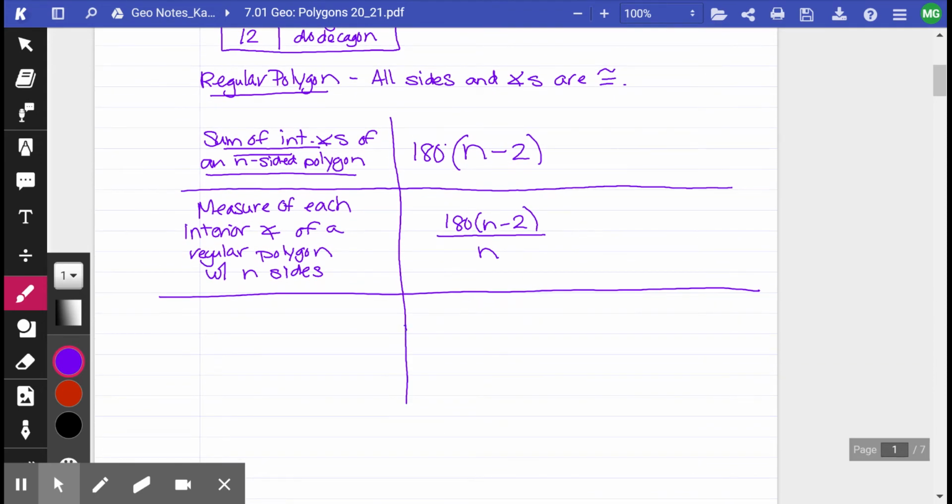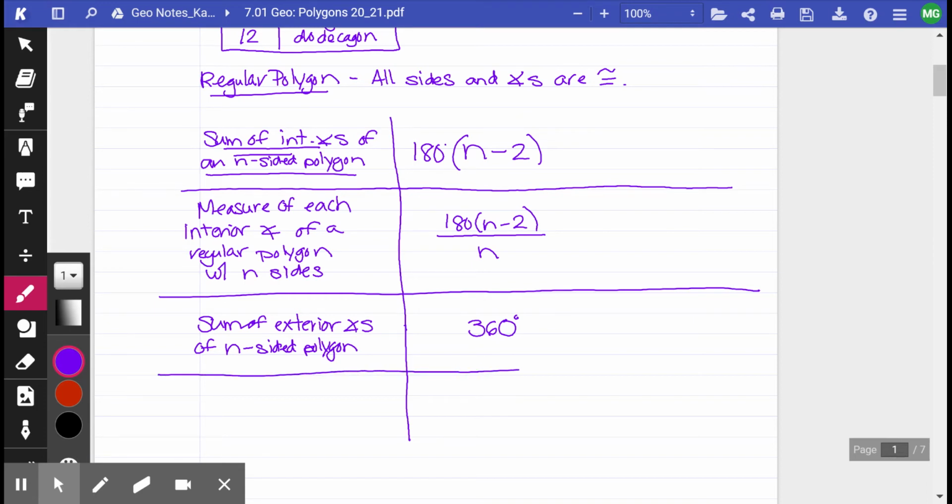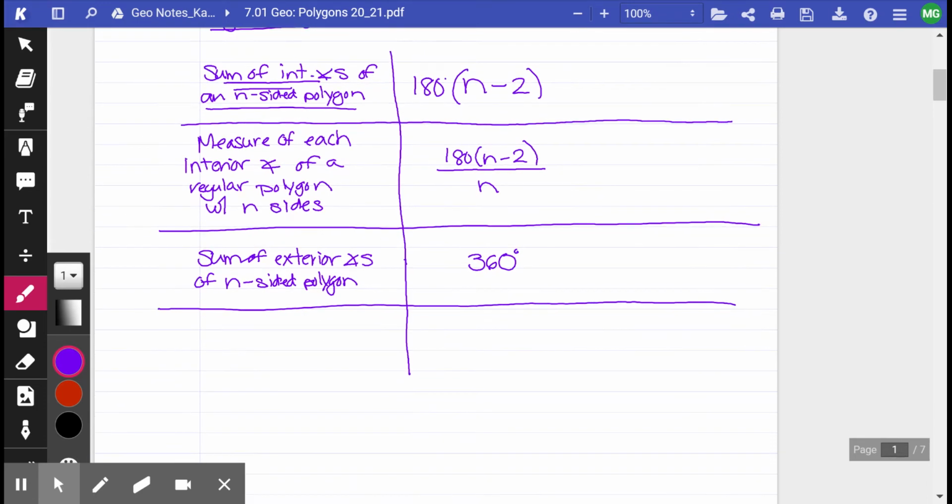All right. And next we'll talk about the sum of the exterior angles of an n-sided polygon. And this one sometimes throws students off because it's always the same. It's always going to be 360 degrees. So no calculations there, just 360 degrees.